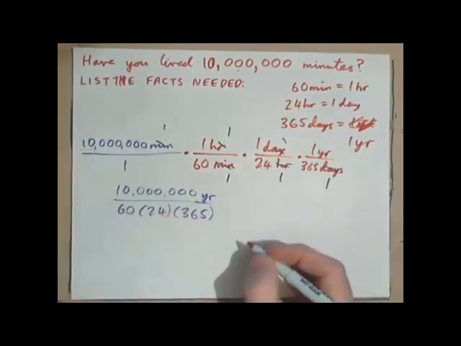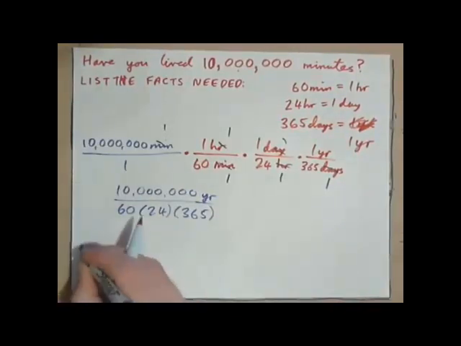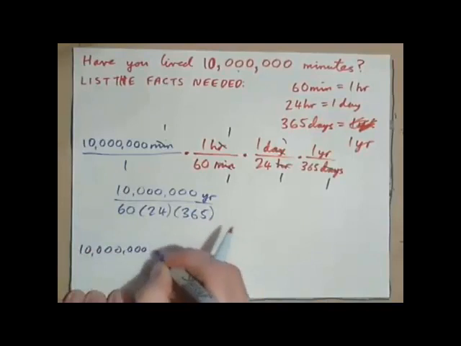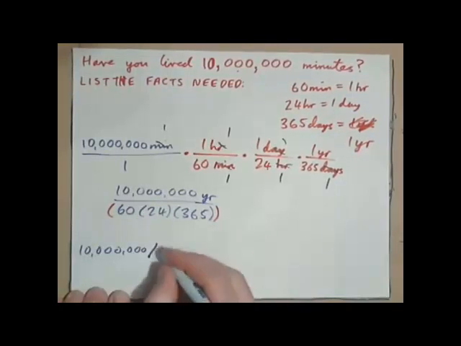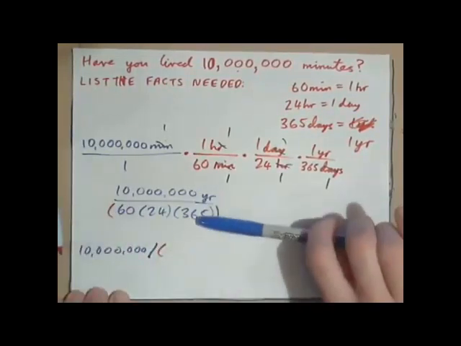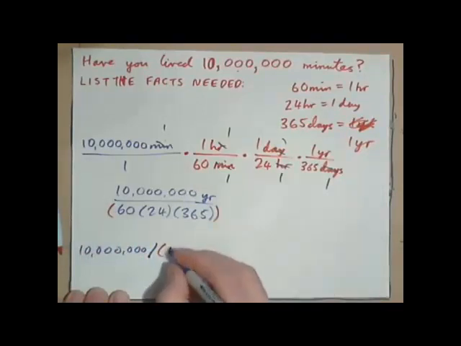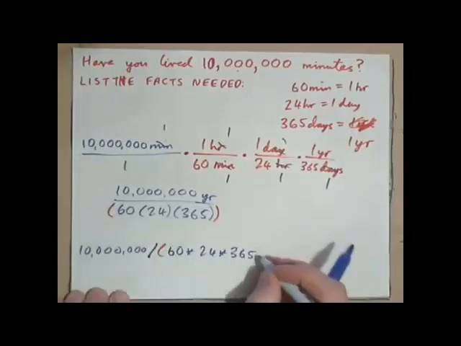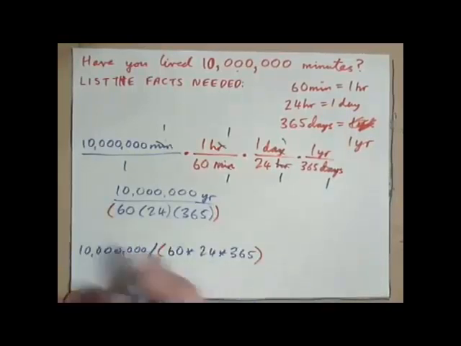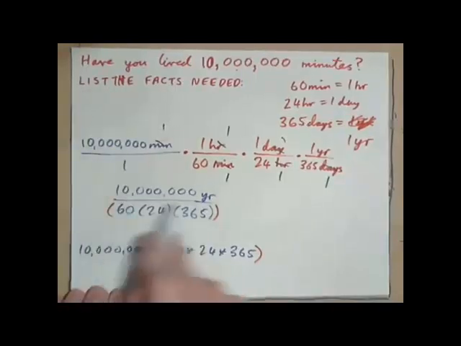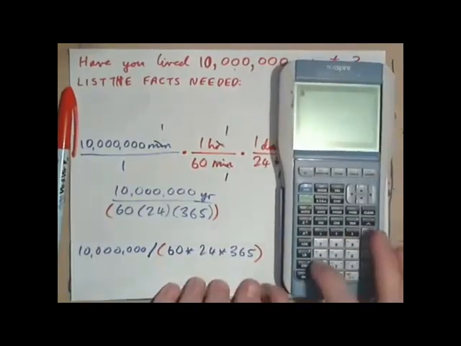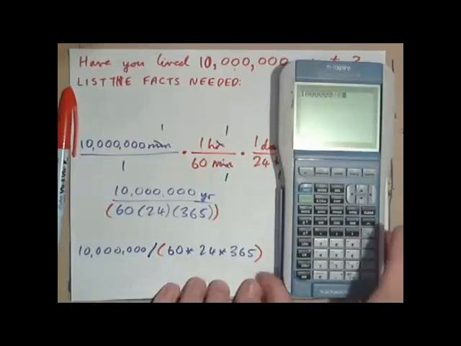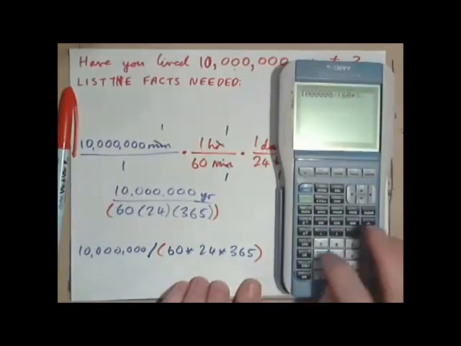And if you wanted to do that in the calculator, you could do this. You could go 10 million divided by, and put parentheses around the bottom to calculate all this at once. Because you must calculate the top and the bottom and then divide. That's the trick. So 60 times 24 times 365. So if you want to do a one-line entry, that's your one-line entry on the calculator. Otherwise, just calculate the top and the bottom and then get the answer.